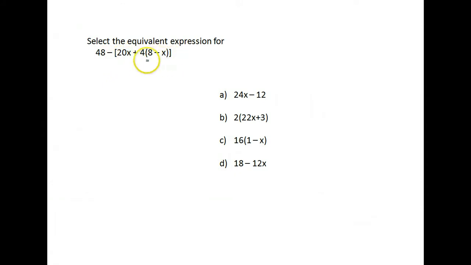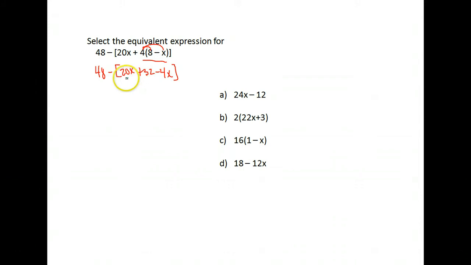Inside that set of brackets is another set of parentheses, so we're going to start from the inside and work our way out. Here we have a 4 next to our parenthesis. Notice between the 4 and the parenthesis there is no symbol. That means that we are multiplying, because there's no addition or subtraction. So we're going to distribute here and multiply the 4 times both things inside. When we do that, 4 times 8 is 32, and 4 times negative x is a negative 4x.